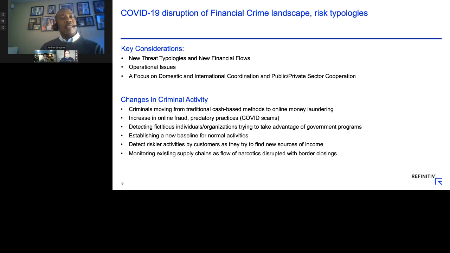So those are some of the things in terms of looking at your transaction monitoring systems, how you're doing that and how you're coping, and recognizing that the new norm is now actually quite abnormal. So how do you adjust for that? That has been one of the challenges that we've seen as well.